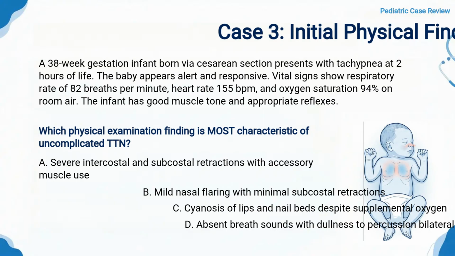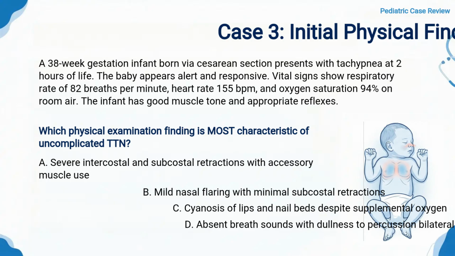Case 3. A 38-week gestation infant born via cesarean section presents with tachypnea at 2 hours of life. The baby appears alert and responsive. Vital signs show a respiratory rate of 82 breaths per minute, heart rate 155 beats per minute, and oxygen saturation 94% on room air. The infant has good muscle tone and appropriate reflexes. Which physical examination finding is most characteristic of uncomplicated transient tachypnea of the newborn?